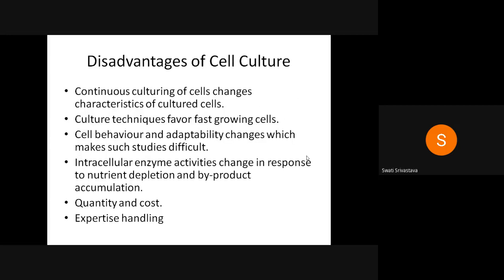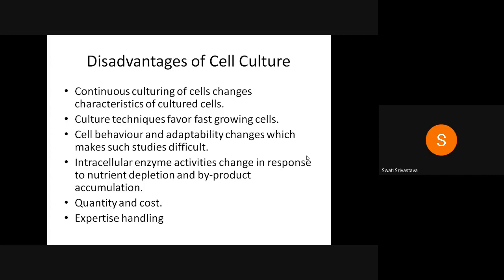Now, the disadvantages of cell culture. The main disadvantage is that when you start culturing the cells outside the living body, that is in vitro, you are subjecting them to environmental changes. The cells that were safely put into a milieu of the tissue system or an organ system have been pushed out from that system into an artificial or synthetic system. So continuous culturing brings about changes in the characteristics of the cultured cells.